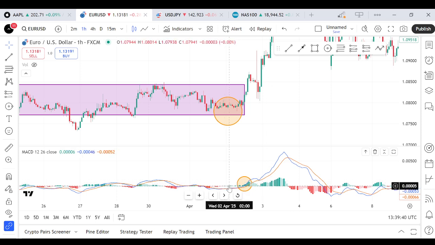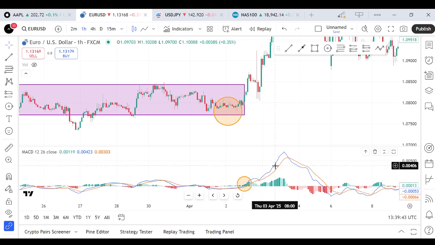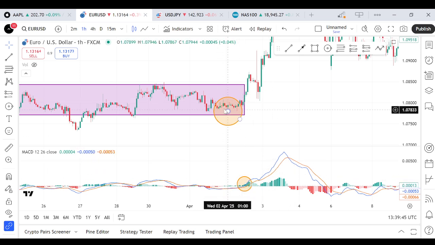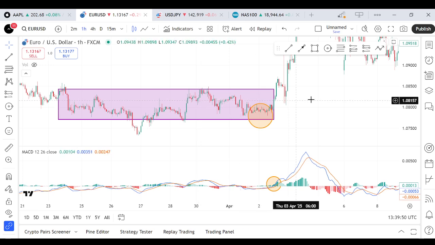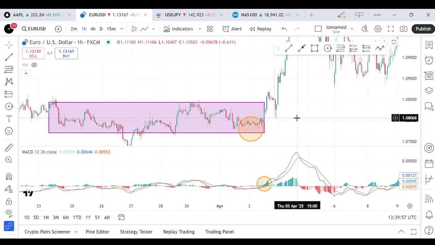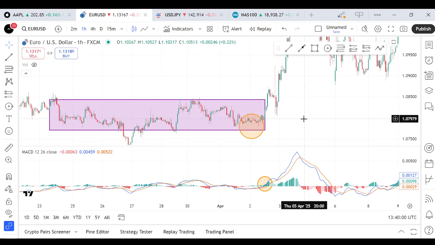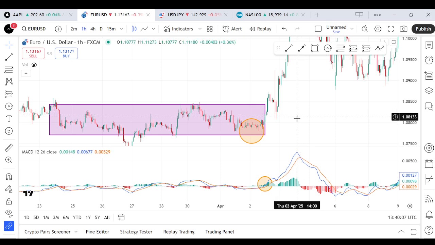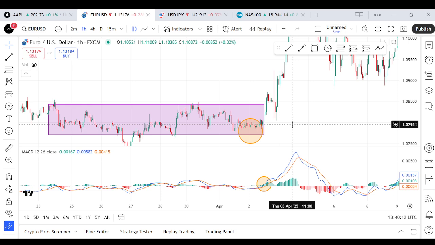We have the histogram going from negative to positive, we have the MACD line crossing above the signal line, and we are close to support. So it could signal that this range may be over and we may be looking to buy and break above the upper boundary. For sell trades, you should look for this at resistance. Look for the MACD line to cross below the signal line and for the histogram to shift from positive to negative. Now, after spotting all of these criteria and they've all formed, the next step is to enter the trade, but you must use confirmation.